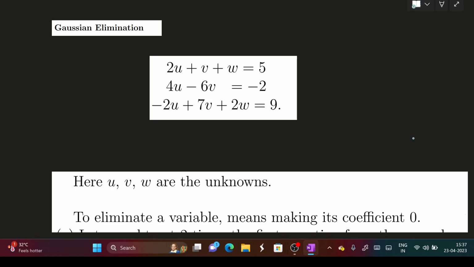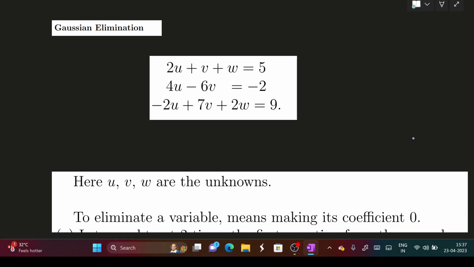This system of equations is a non-homogeneous system with three unknowns. Unknowns are u, v, w. The RHS vector consists of three components, that is 5, minus 2, 9. In this case it is non-zero. If the RHS vector is 0, the system of equations is a homogeneous system, and for a homogeneous system, the 0 vector is always a solution.